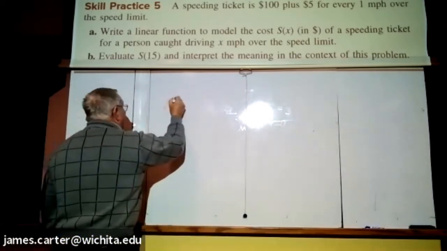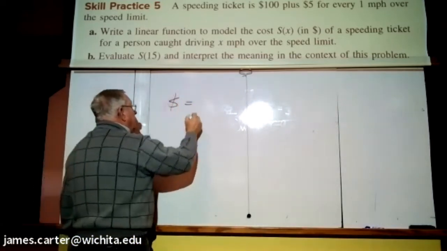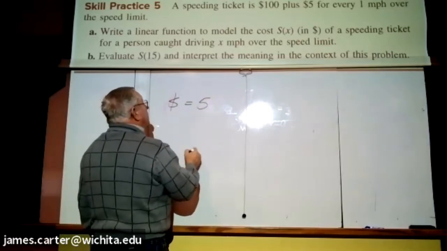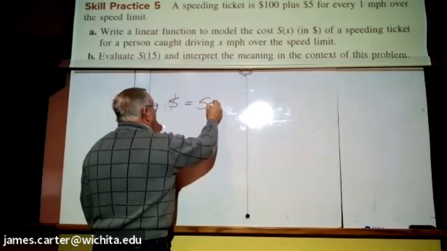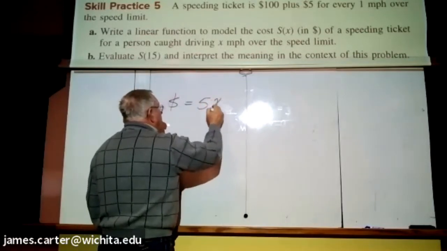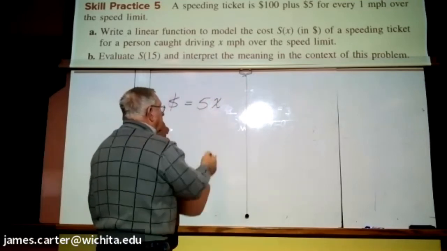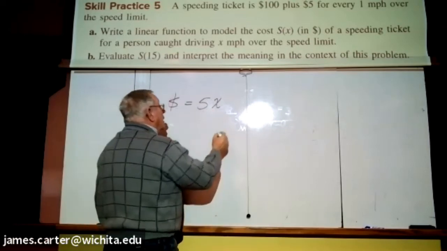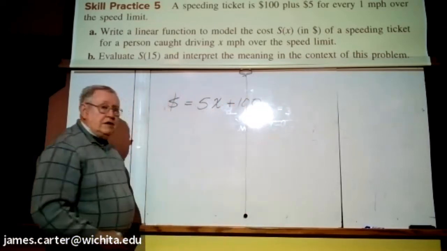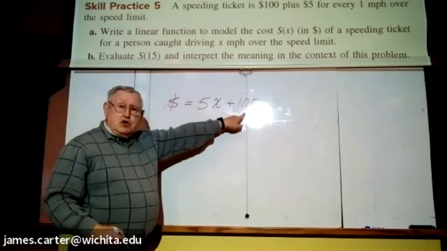The cost in dollars is going to be equal to $5 times every mile an hour you're over. And I'm going to go ahead and use X instead of S because my S's look like 5s. Plus $100 to start with. Okay, that 100 becomes your y-intercept.